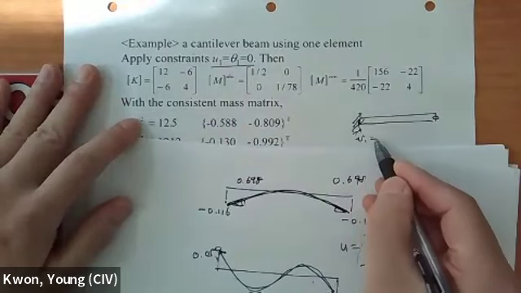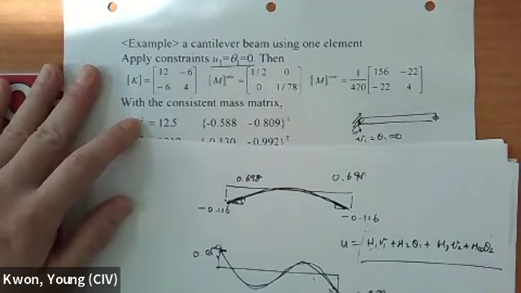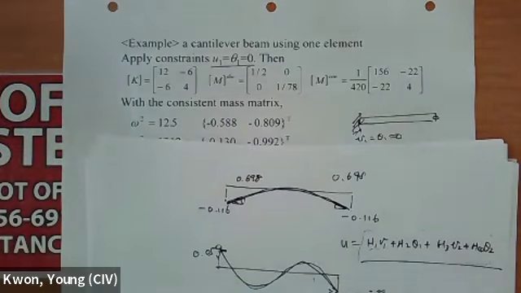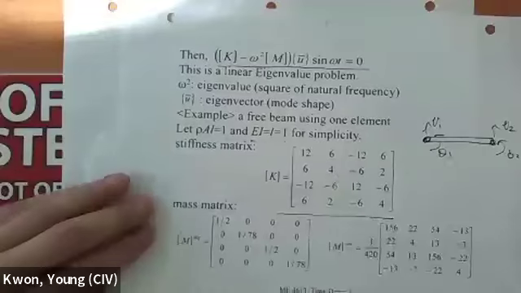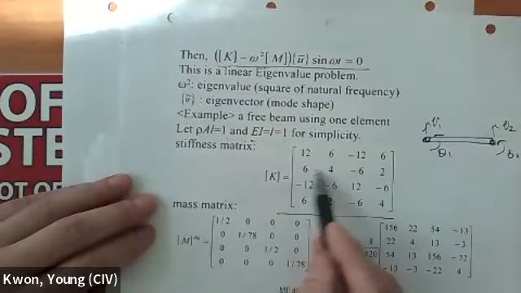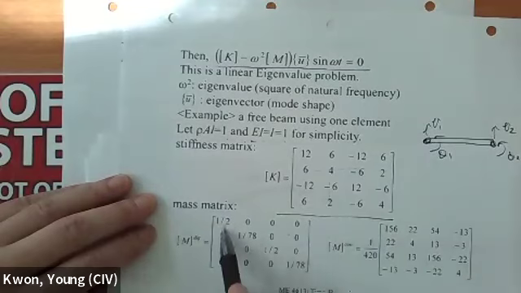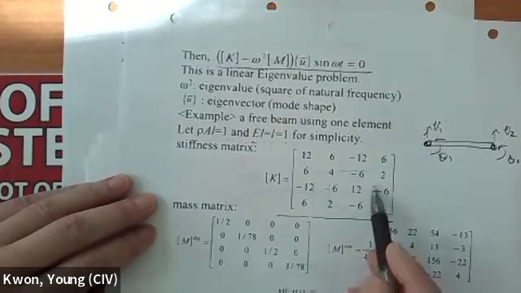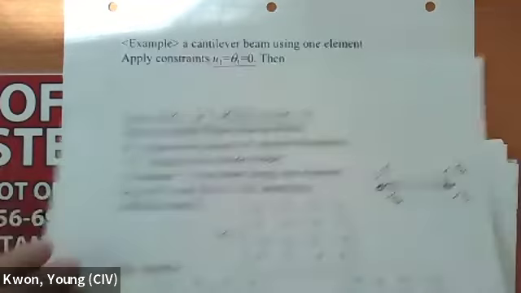So V1 and theta 1 equal 0. We apply that. Then what do we do in the equation of motion? What you have to do is simply delete those row and column. When you have a constraint, delete those row and column, then you get only a 2 by 2 matrix. That's what you have to do as you apply the boundary condition.